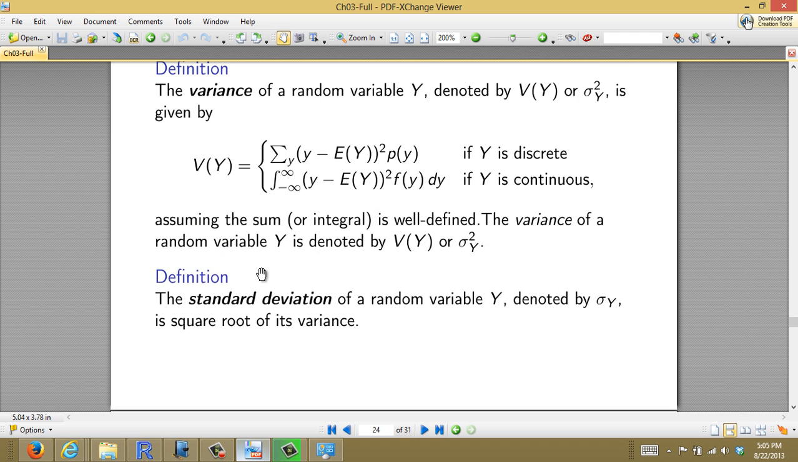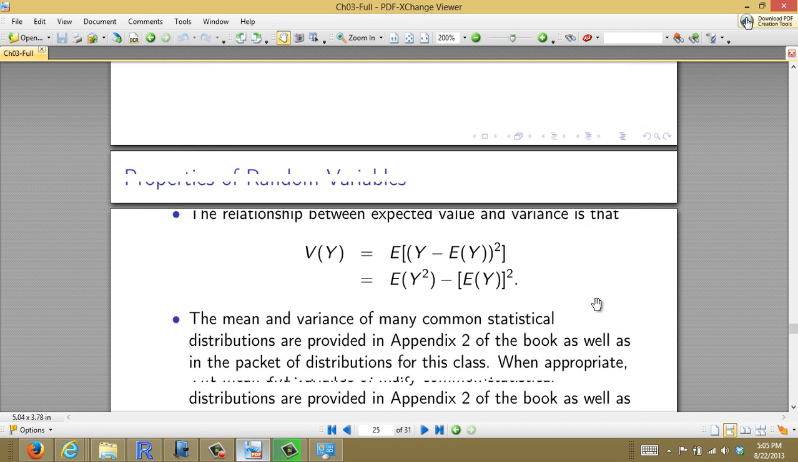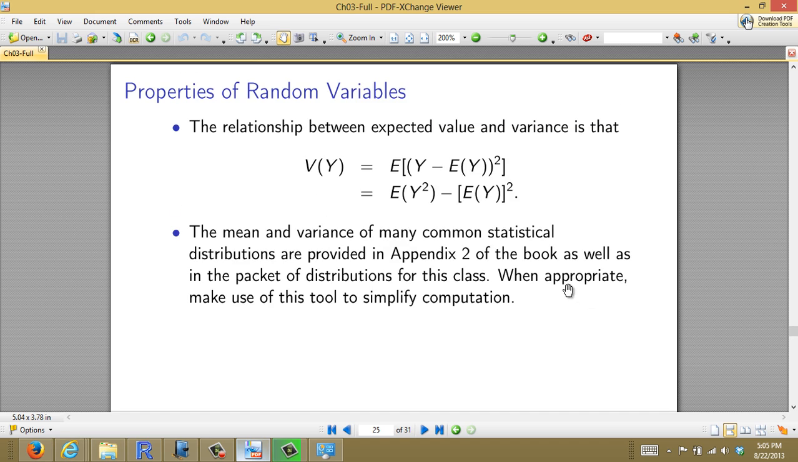And related to the variance is the standard deviation, which is simply the square root of the variance. So naturally, because we denote the variance by sigma squared of y, the standard deviation is denoted by sigma of y.